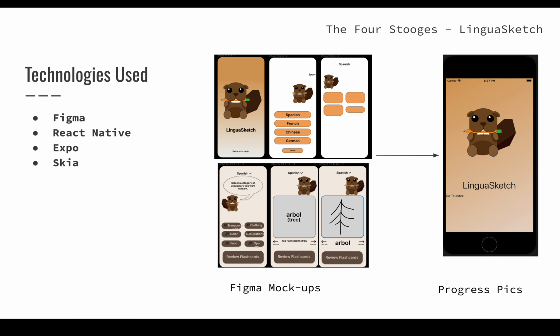And the third thing we used was Expo in order to replicate and see the changes we were making in real time so we could easily make modifications. And then lastly, we used Skia in order to make and modify the drawings.